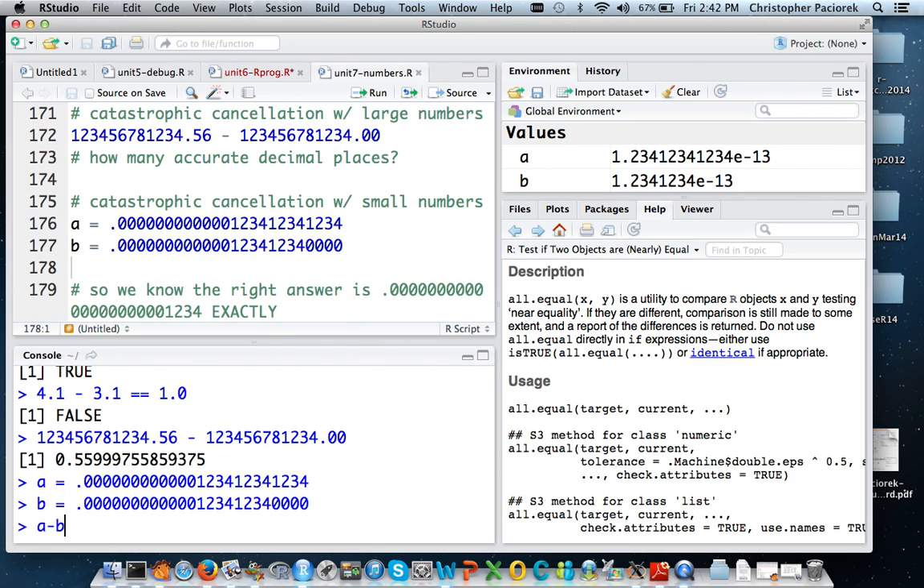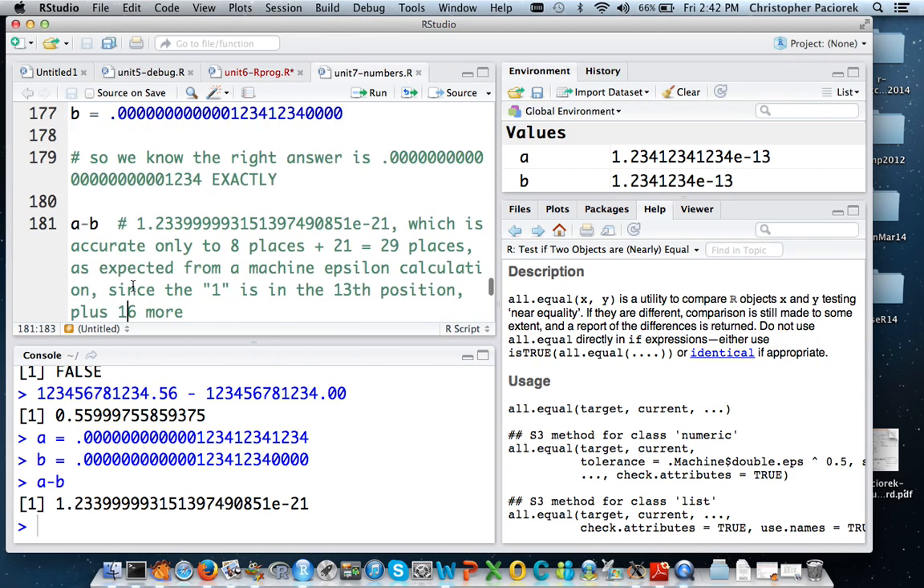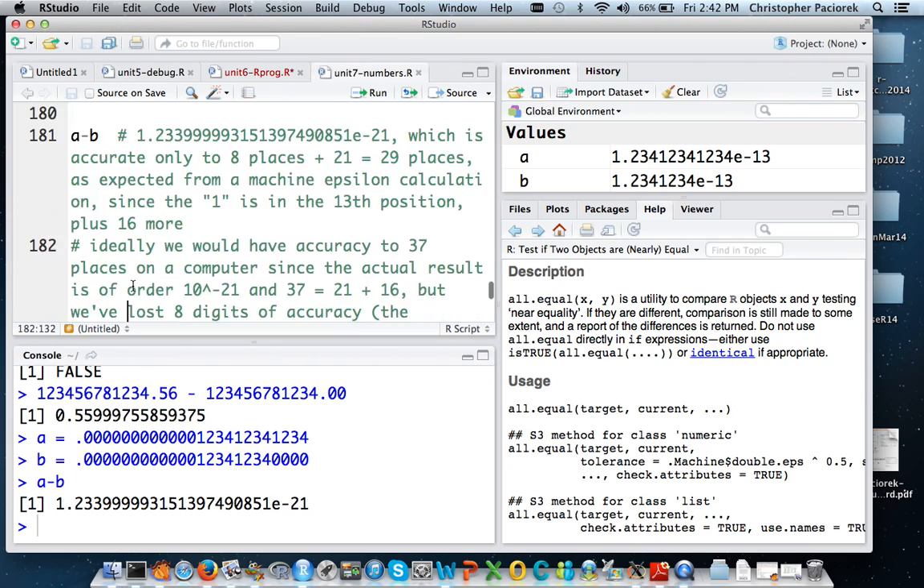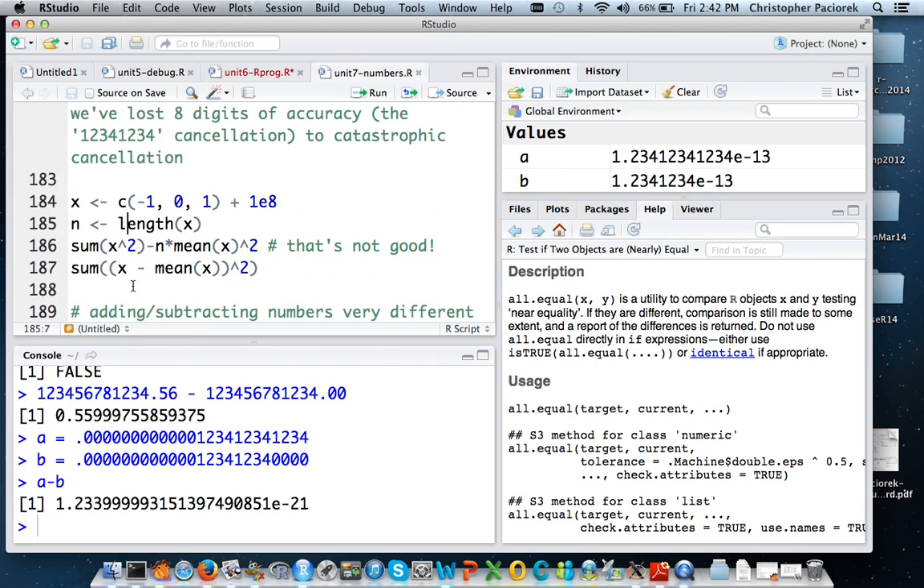I can see that here. Okay, so here we go. I've got here are my 8 digits, and then things decay after that. So that's called catastrophic cancellation.